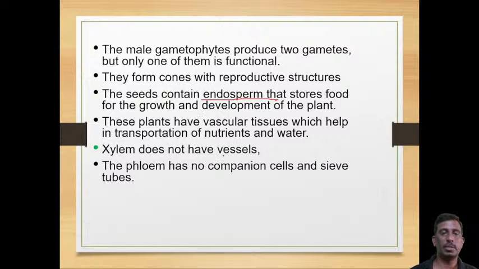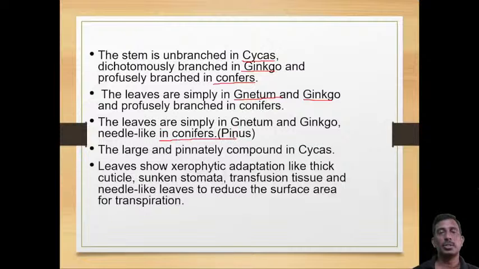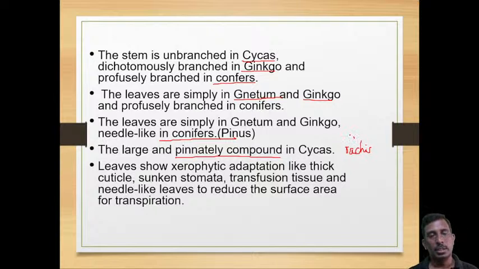In xylem, no vessels, only tracheids are present. Phloem has no companion cells in Pinus. In Cycas, they are pinnately compound leaves with a rachis which has brown colored hairs. These leaves show xerophytic adaptations, like growing in dry areas. They have thick cuticle, sunken stomata, transfusion tissue, and needle-like leaves to reduce the surface area for transpiration.